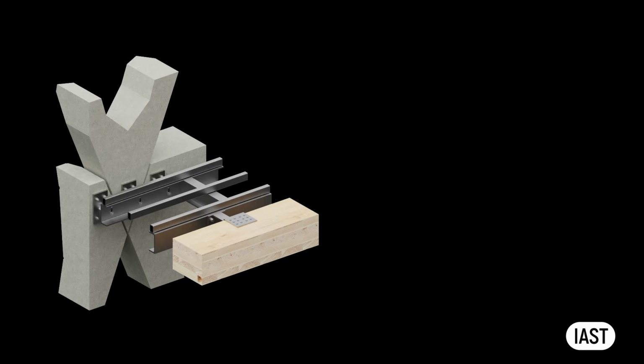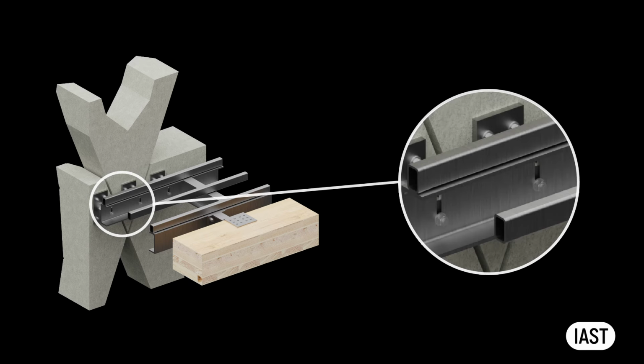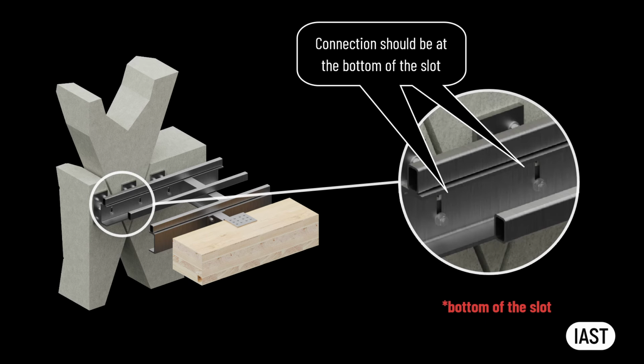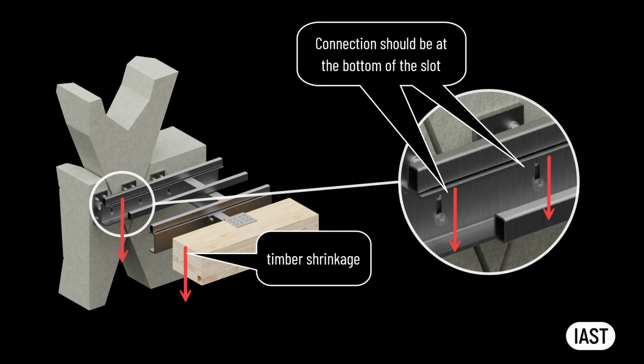The connection of the upper balcony steel to the existing precast concrete screen should be near the top of the slot to ensure that there is enough room in the slot for the bolt to travel downwards as the timber structure shrinks. The scenario with the curtain wall facade between the concrete and the timber frame is more complicated.